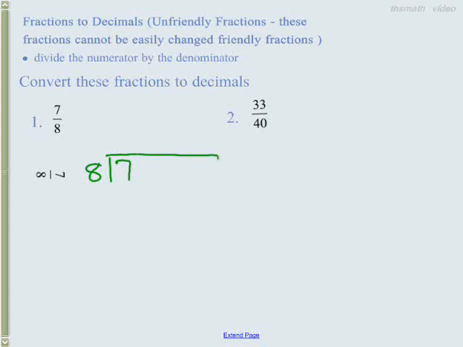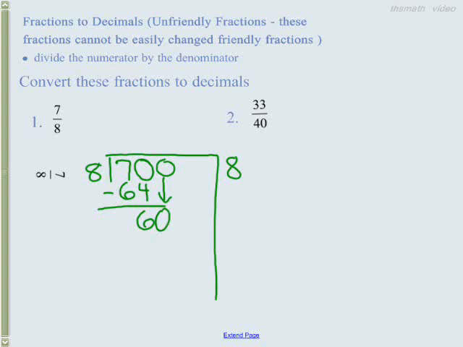So if I'm going to take 7 divided by 8, I know 8 doesn't go into 7, so I'm going to add a 0 here. And 8 goes into 70 8 times. 8 times 8 is 64. 70 minus 64 is 6. I'm going to add another 0 here to bring down. But if I add a 0 to my dividend, I also must add a 0 to this partial quotient out here, because 8 times 80 is 640.